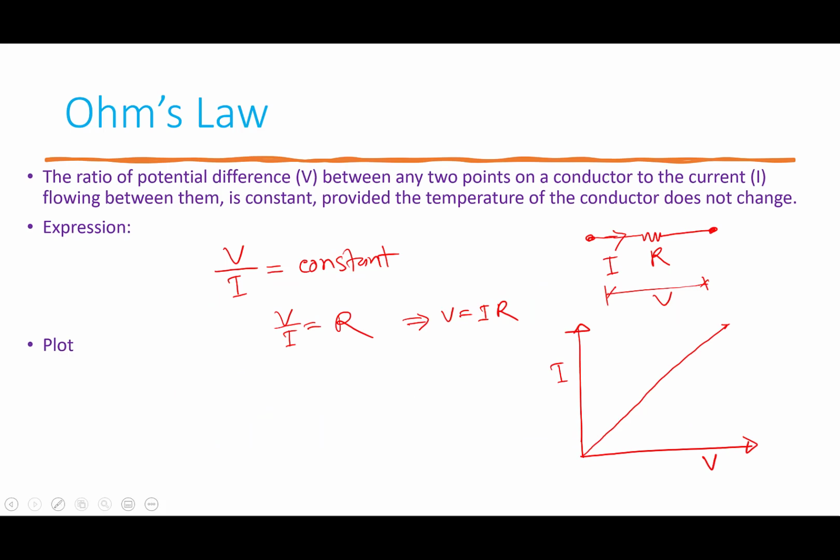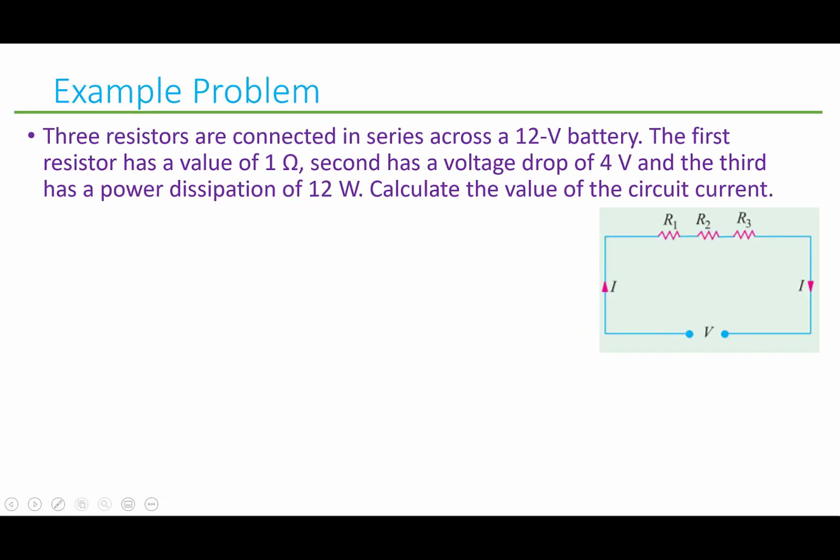Let's try to solve a problem in terms of Ohm's law. Here, three resistors R1, R2 and R3 are connected in series across a 12-volt battery. The first resistor has a value of 1 ohm and the second resistor has a voltage drop of 4 volts. The third resistor has a power dissipation of 12 watts. Now we have to find out the value of the circuit current I.